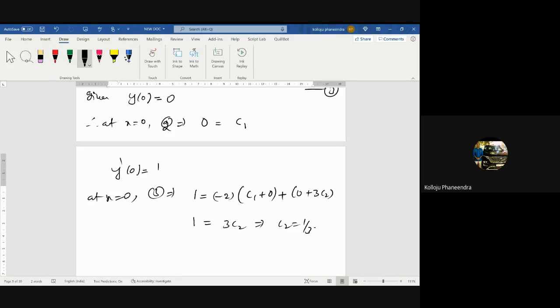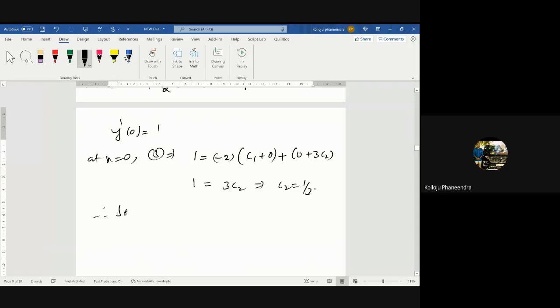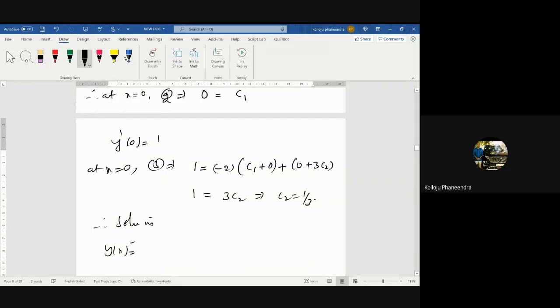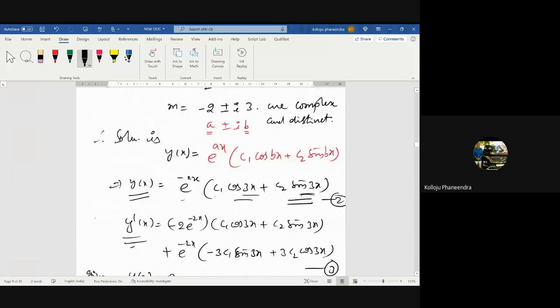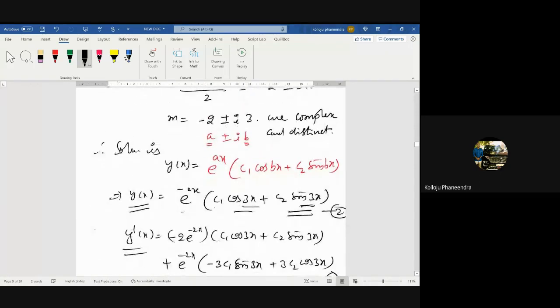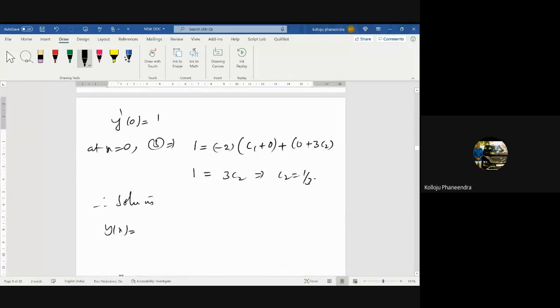Next one. So therefore the solution is y of x equal to, substitute these values in the original solution, that is equation 2. c1 value 0, c2 value is there, e power minus 2x by 3 into cosine 3x. Cosine or sine? Sine 3x, I think. C2 value is there, C1 value 0. So this is the answer.